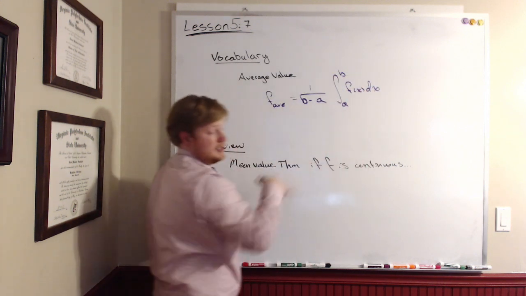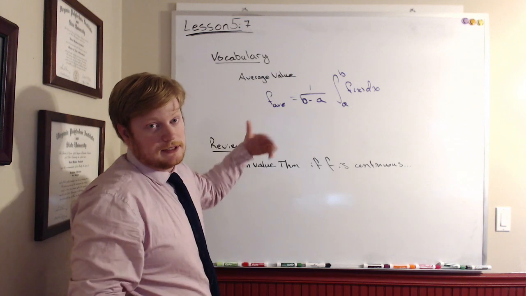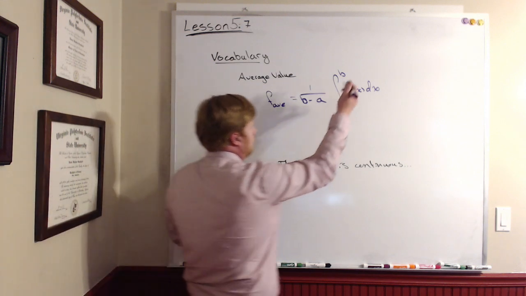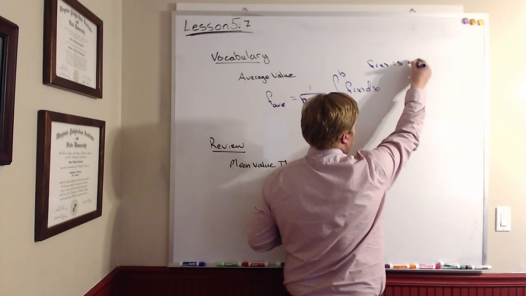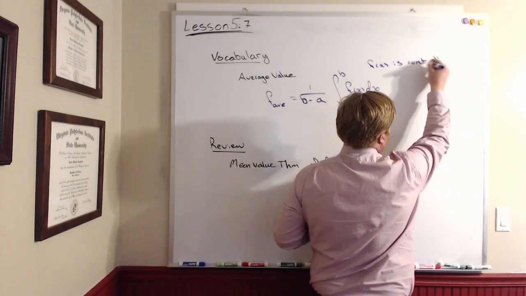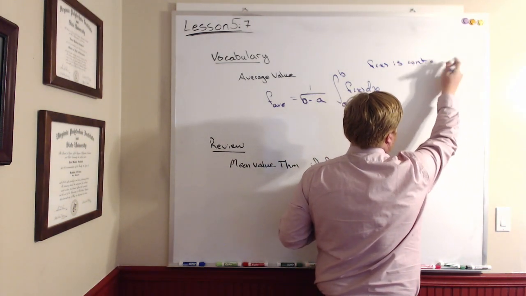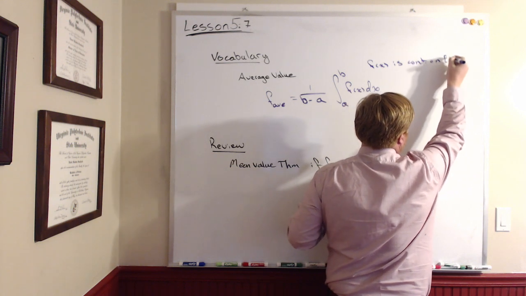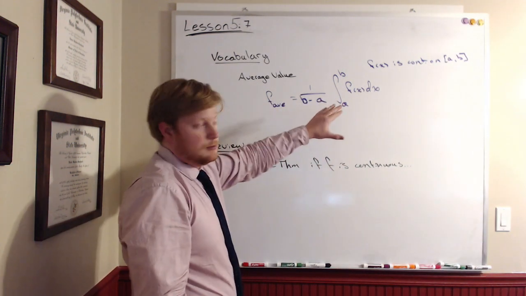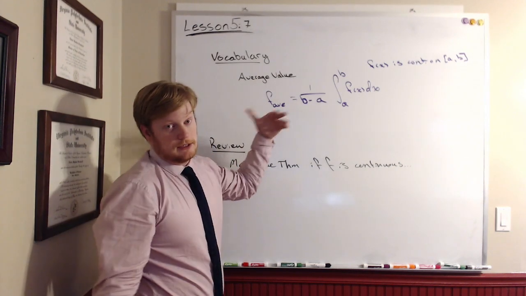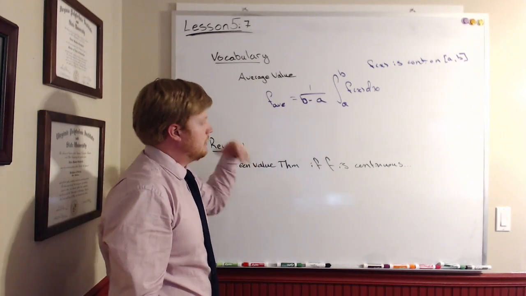Now obviously, since we're taking the integral of f, it must be the case that f is continuous on the closed interval a to b. That has to be true in order for the average value to exist. But if that's true, then the average value does exist.